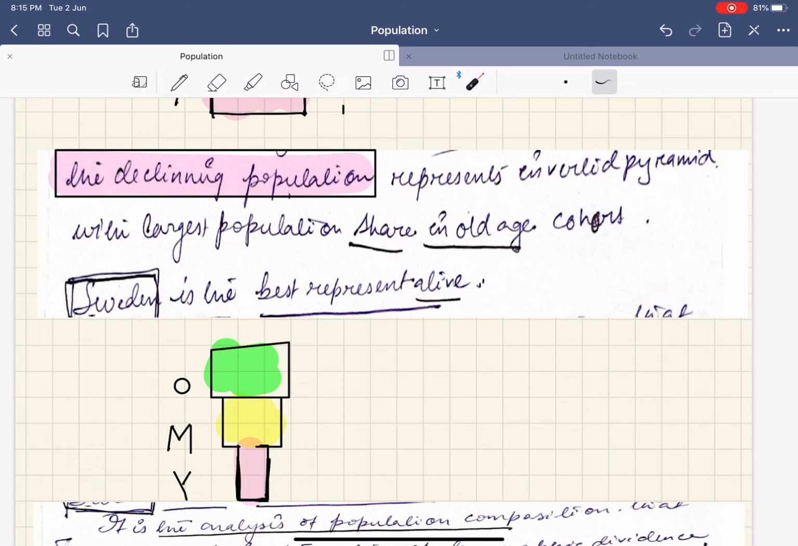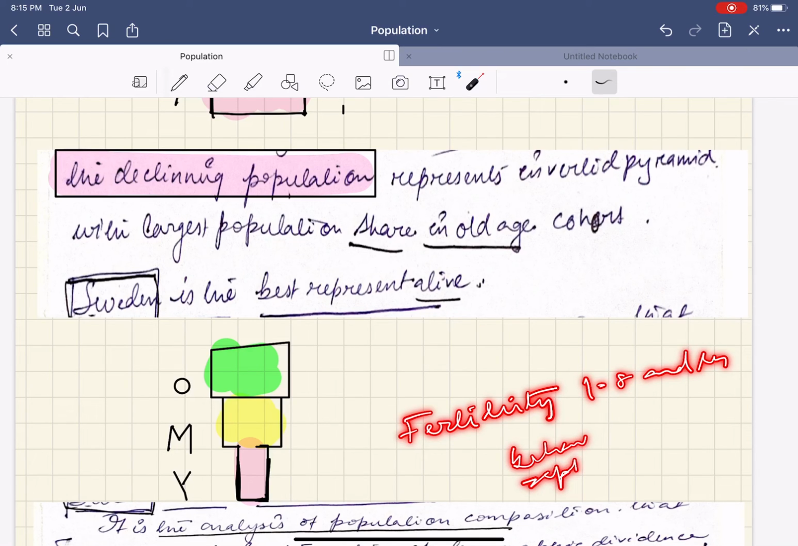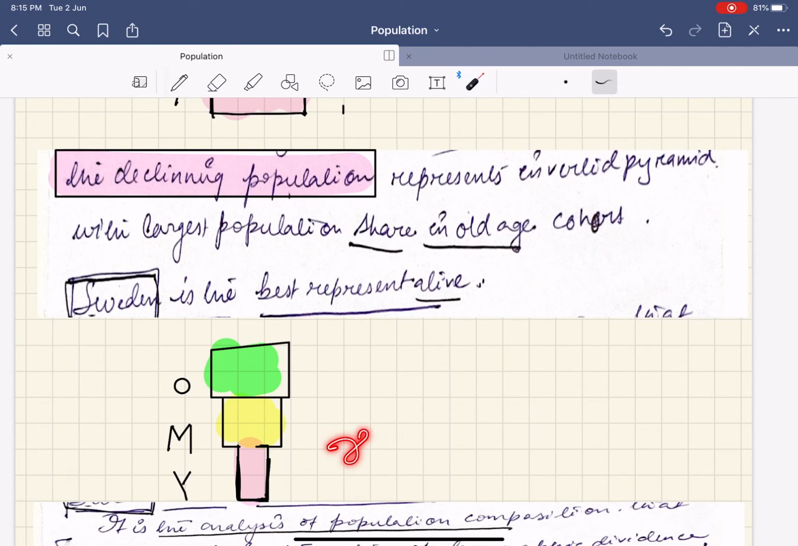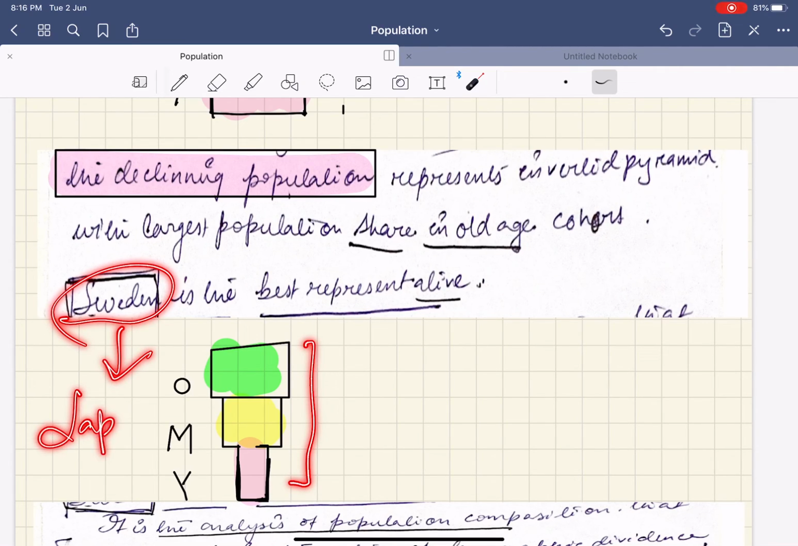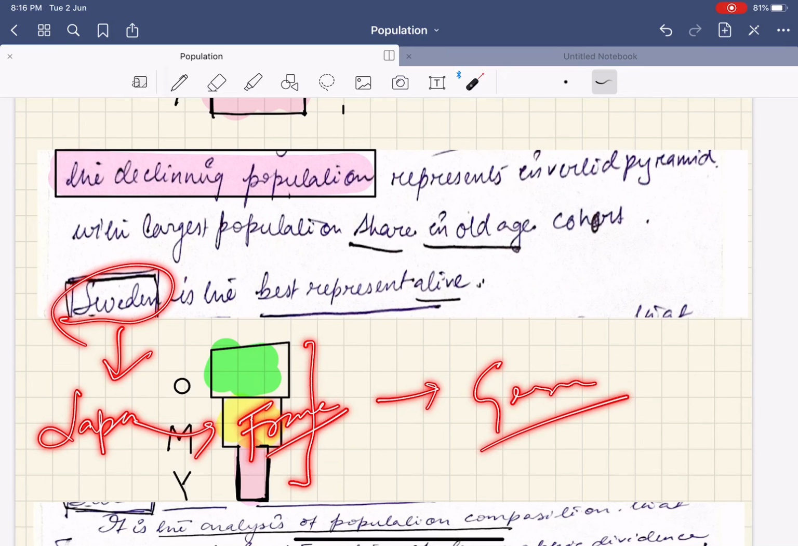Rather, we can also say that the fertility rate has reached 1.8 and less, which is below the replacement level. Understand this, that the fertility rate is below the replacement level. Hence, these countries are suffering from depopulation. Sweden is one category. We also have Japan. We also have France. We also have Germany and many others.